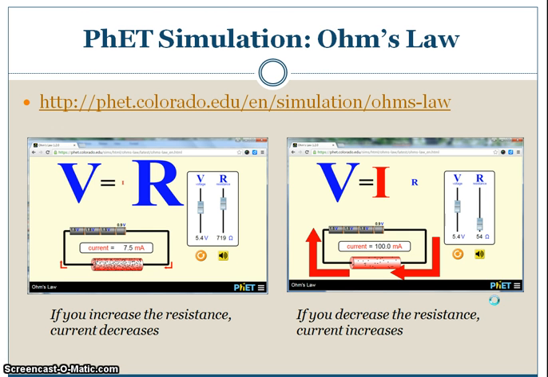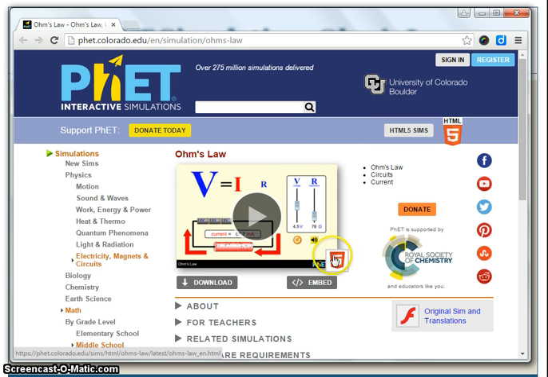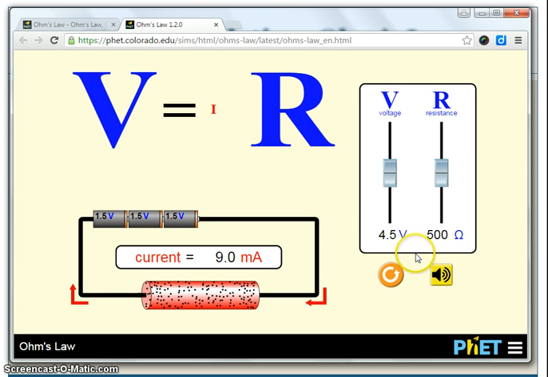So there's a simulation which helps to demonstrate this idea. And so we'll click on that and go to the PhET website. This is one of the simulations that works in HTML. So when you get to the site, you'll see that you can click on it and it'll work in HTML5. So this helps to illustrate the relationship between current, voltage, and resistance.